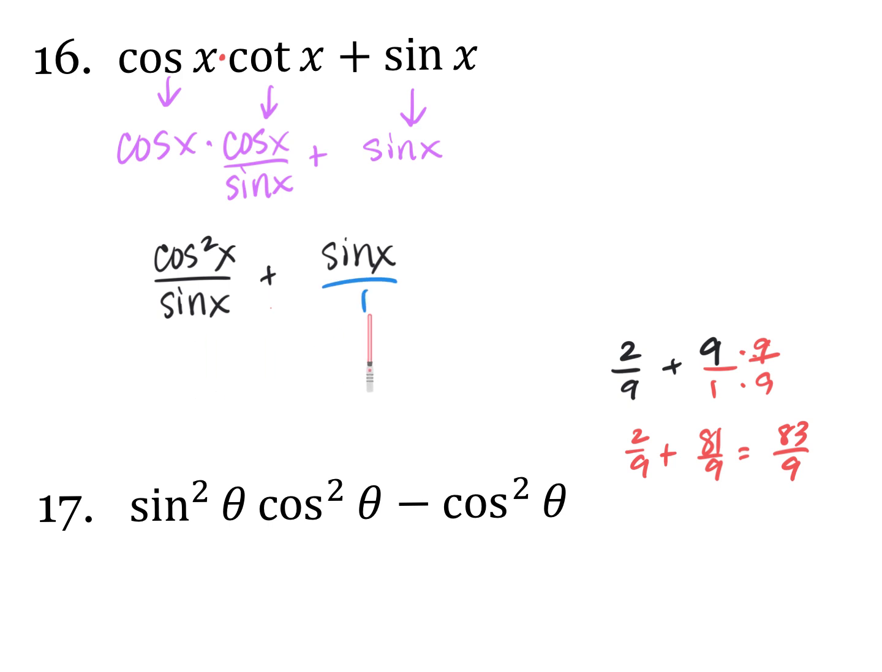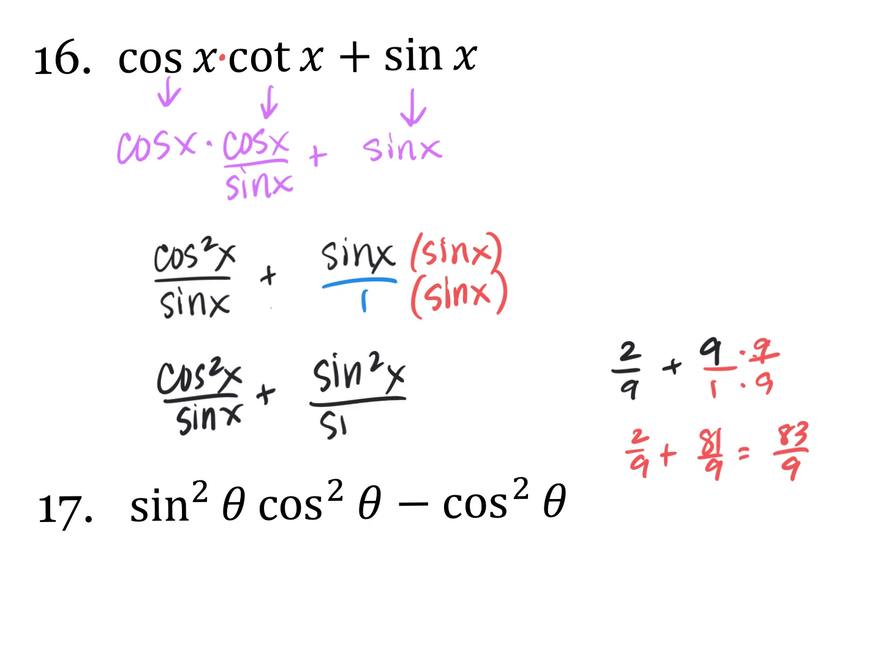What denominator does it need? Sine. It needs a common denominator, sine. So I'm going to say, all right, I need a sine on the top and bottom. Just like before, I didn't change my 2/9, I'm not going to change this cosine squared over sine. He's chilling. Cosine squared over sine plus sine times sine, sine squared over sine, because we multiplied straight across.